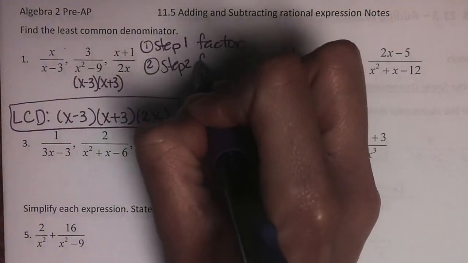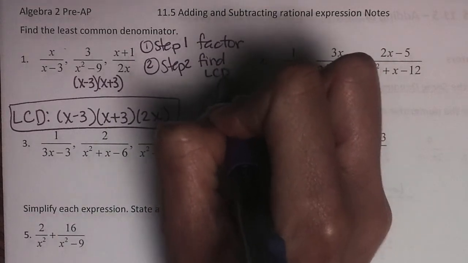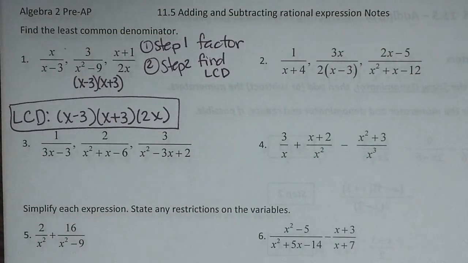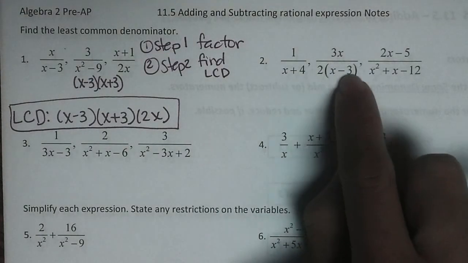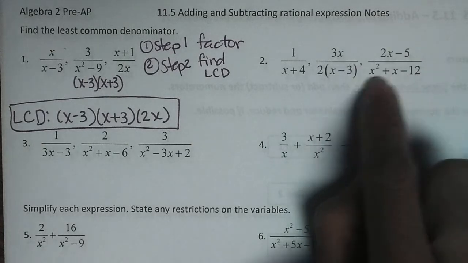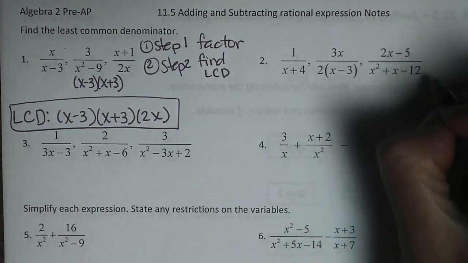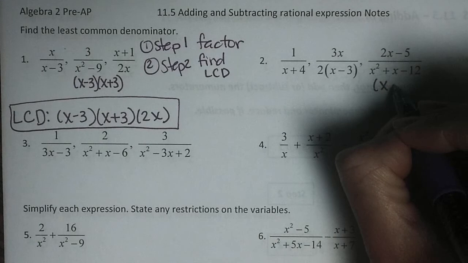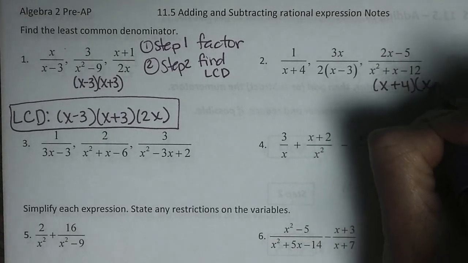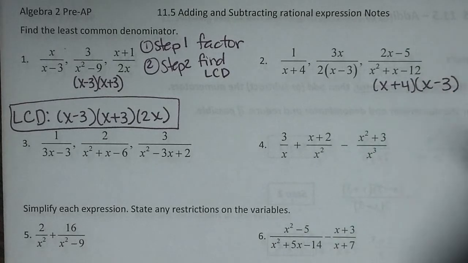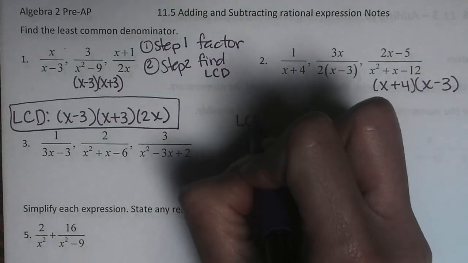Step 2, find LCD. So I guess let's try it again with problem number 2. Step 1 is to completely factor. So x plus 4 is already factored. 2x minus 3 is already factored. Now I just need to factor x squared plus x minus 12 into x plus 4 times x minus 3. All right. So now you do the LCD.